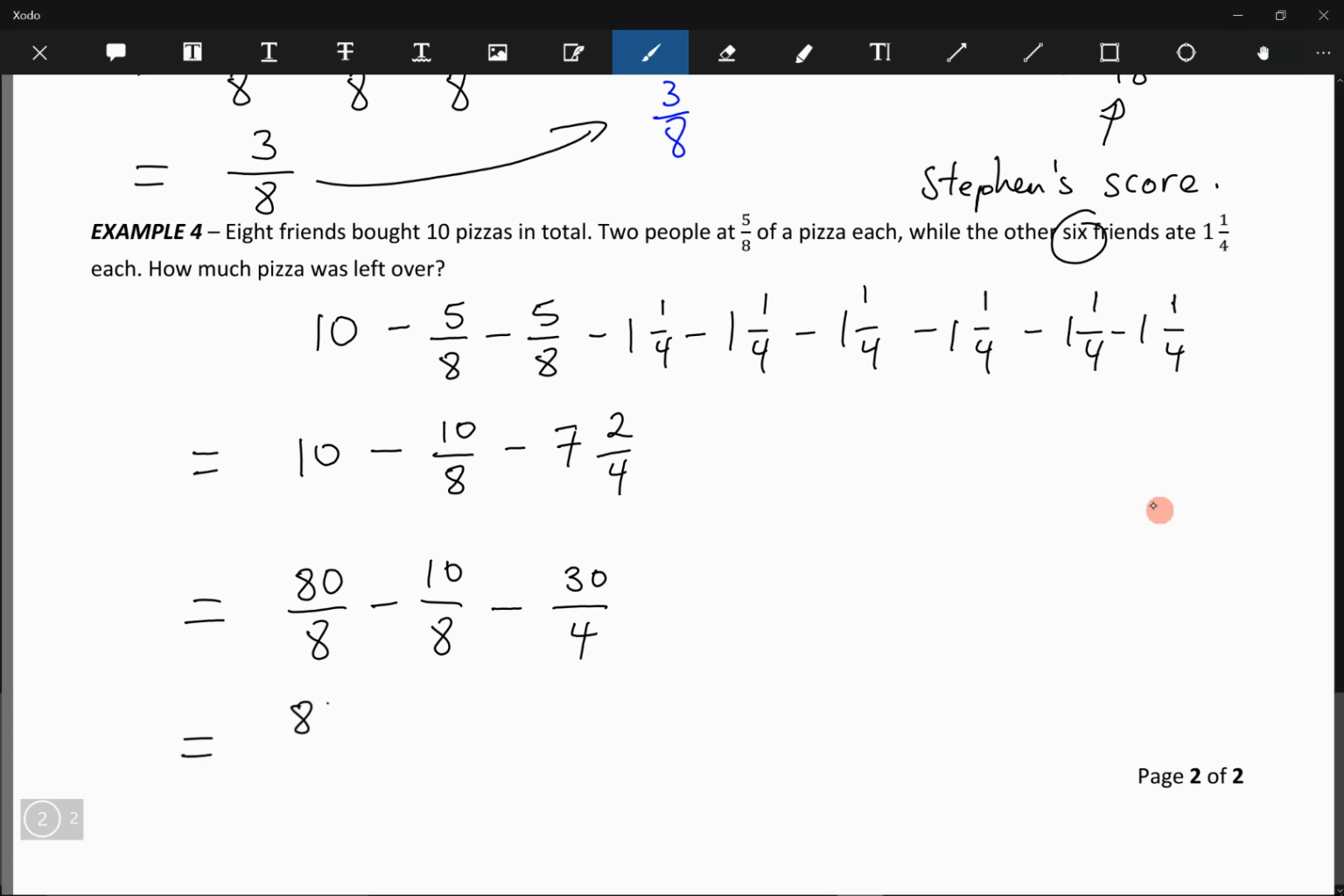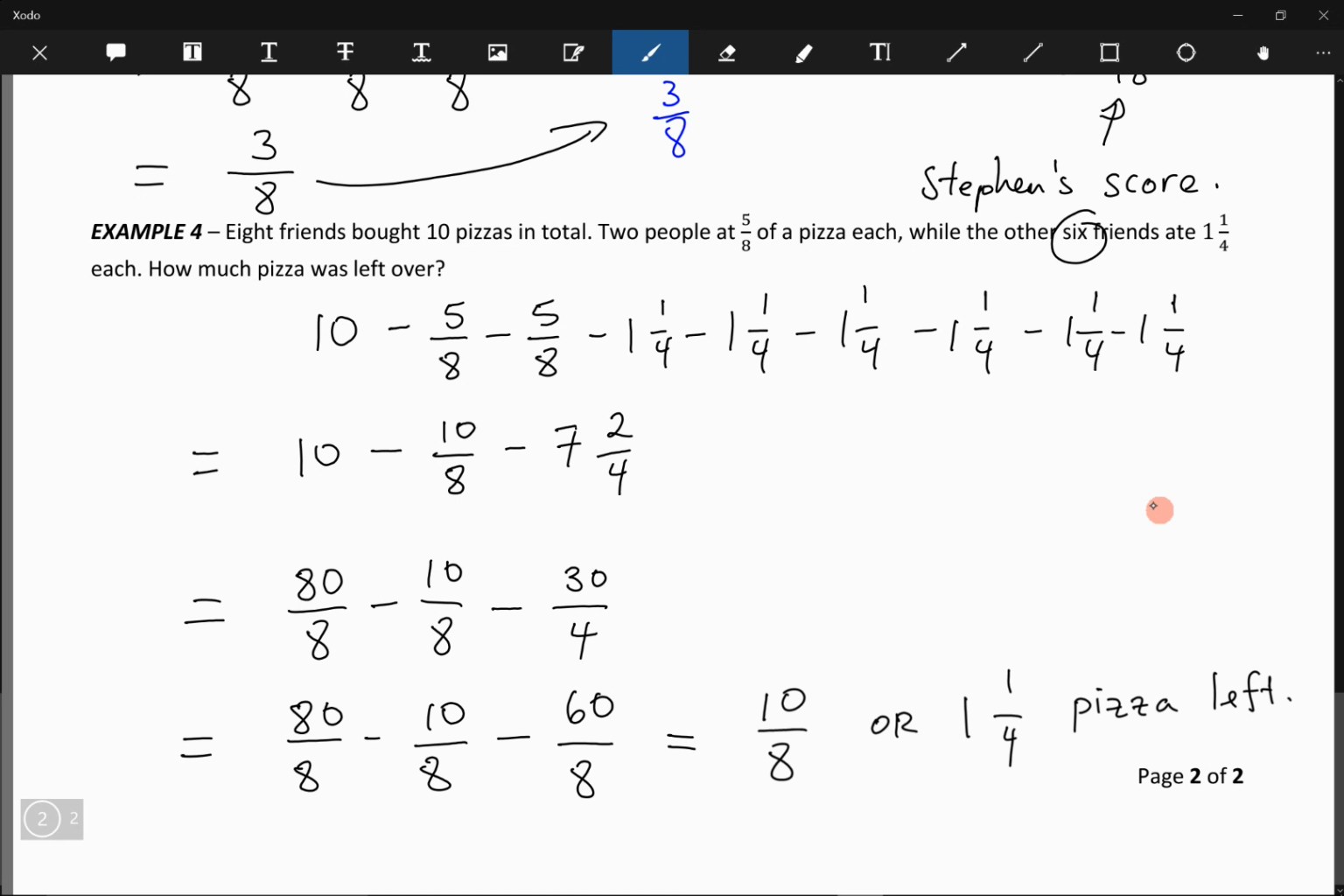So here I'm going to say 80 over 8 minus 10 over 8 minus, let's see, double this up. So 60 over 8. Okay, multiply the top and bottom by 2. And if I subtract everything here, 80 minus 10 minus 60 gives me 10 over 8. So basically, you can say there's 10 over 8 pizzas left, or 1 and a quarter pizza left. Okay, so again, converting an improper fraction back to a mixed number.